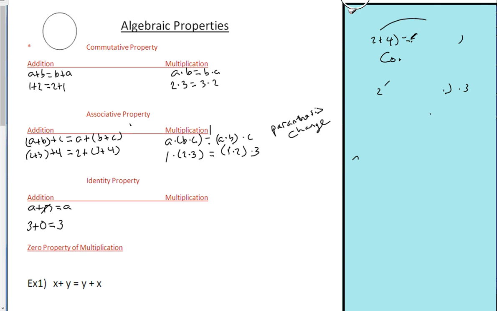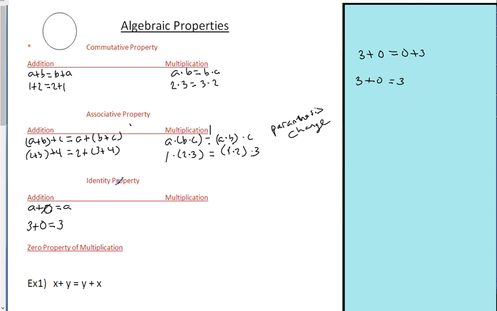So let's talk about some things that may look like identity property that aren't. If I had 3 plus 0 is equal to 0 plus 3, you may see the 0 and think that's identity property, but it's not. Because notice for the identity property, the 0 goes away. For this to be identity property, you'd have to have 3 plus 0 is equal to 3. That's identity property. That's commutative property. So be careful with that.